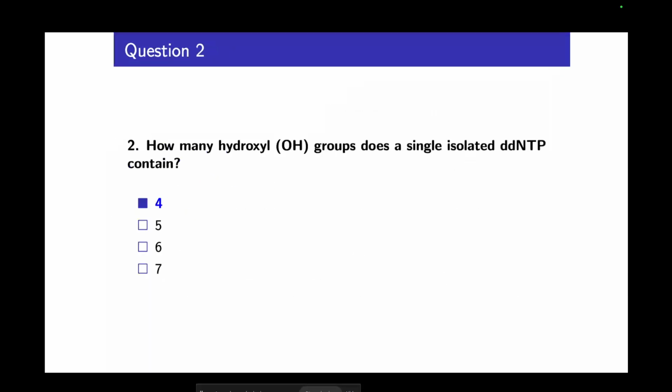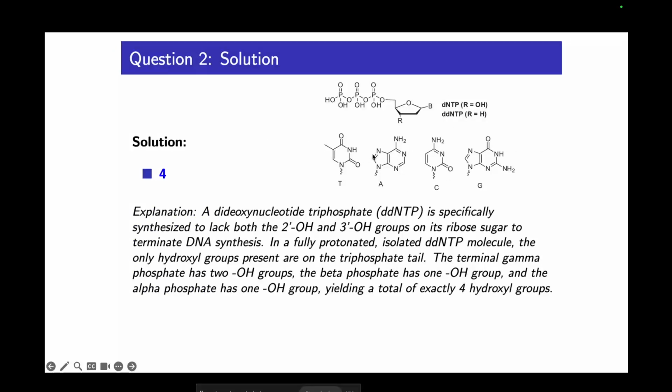Uh-oh. I think some of it is marked. Anyway, the answer is already marked here. So the question is, how many hydroxyl groups does a single isolated ddNTP contain? These are the structures of a dNTP or a ddNTP. Generally, this is the R group. In dNTP, you'll have a hydroxyl group here. In a ddNTP, this hydroxyl group will be replaced by a hydrogen. So generally, you have 5 in dNTP and 4 in ddNTP. So 4 should be the answer.